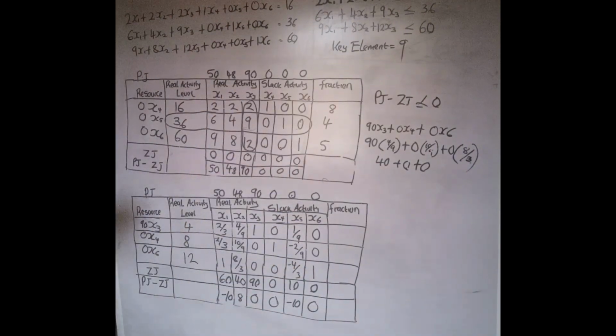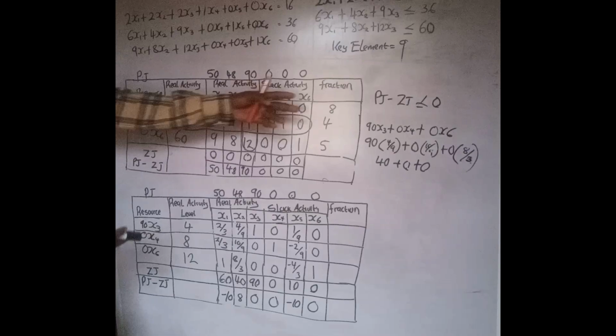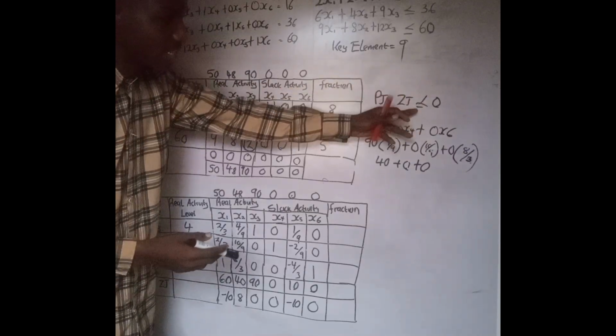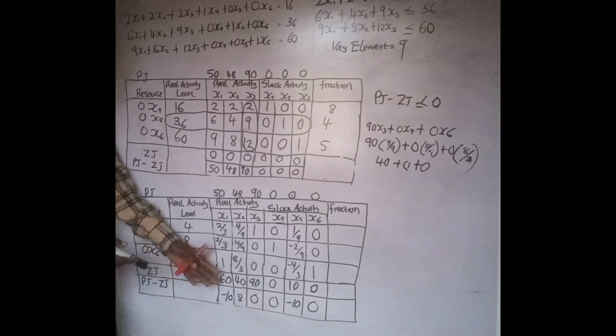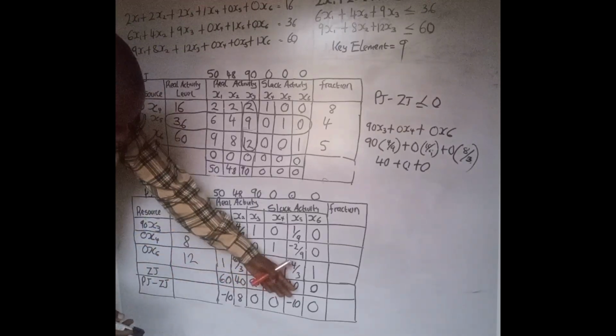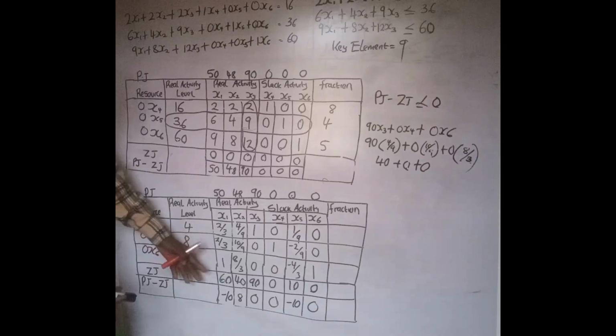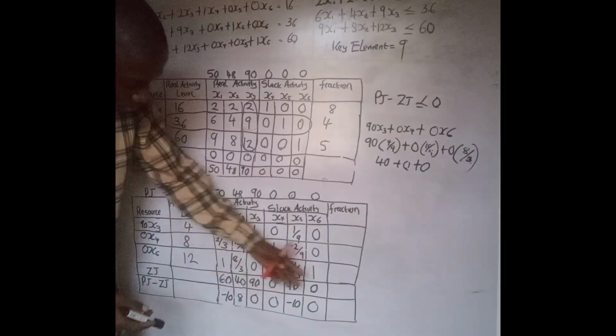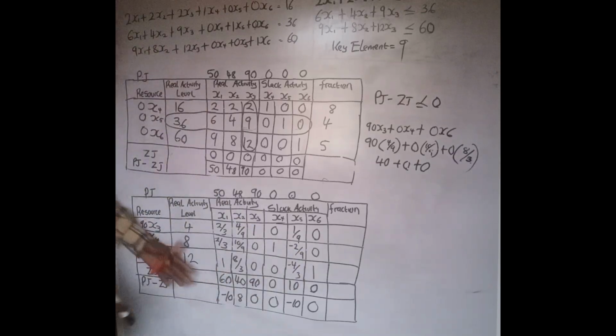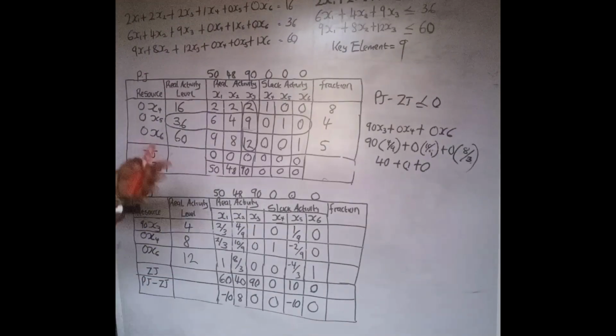Now, don't forget the condition of our optimal solution. I told you that the condition for our optimal solution is that the PJ minus ZJ must be less than or equals to 0. If you look at the PJ minus ZJ that we have here, you will see that we still have a positive number. Though the first column we have minus 10, the other column we have 0, 0, 0, but we still have a positive number, which is 8. Therefore, this is not our optimal solution. Therefore, I'm still going to proceed to another iteration, that will be iteration 2.